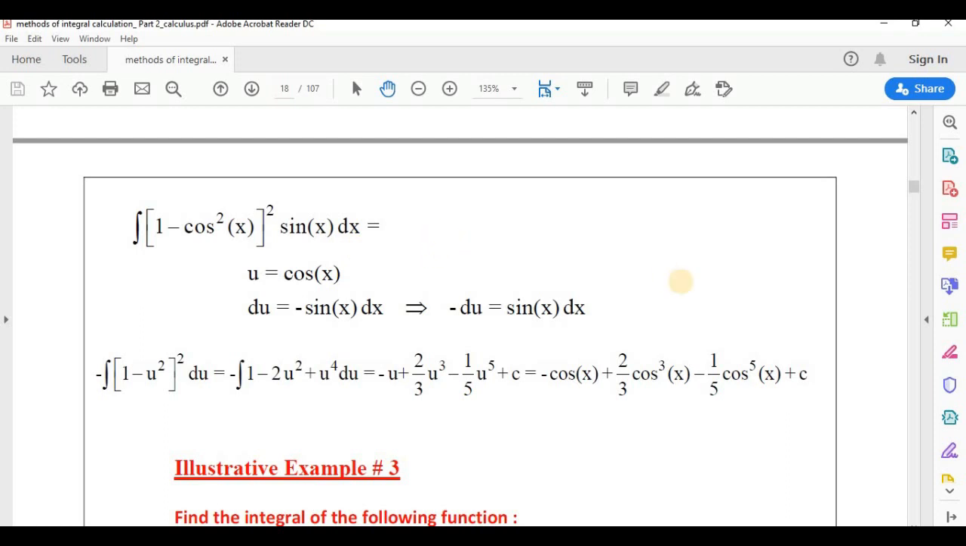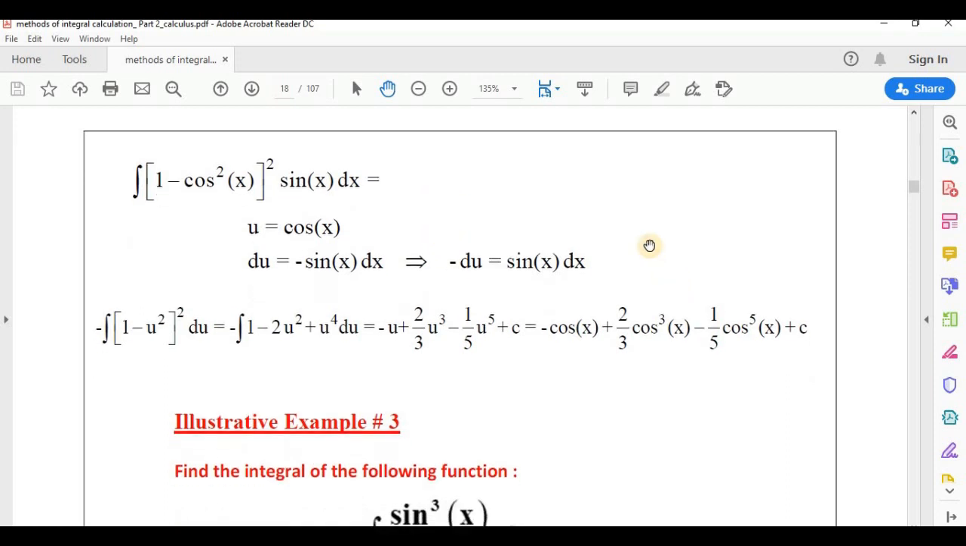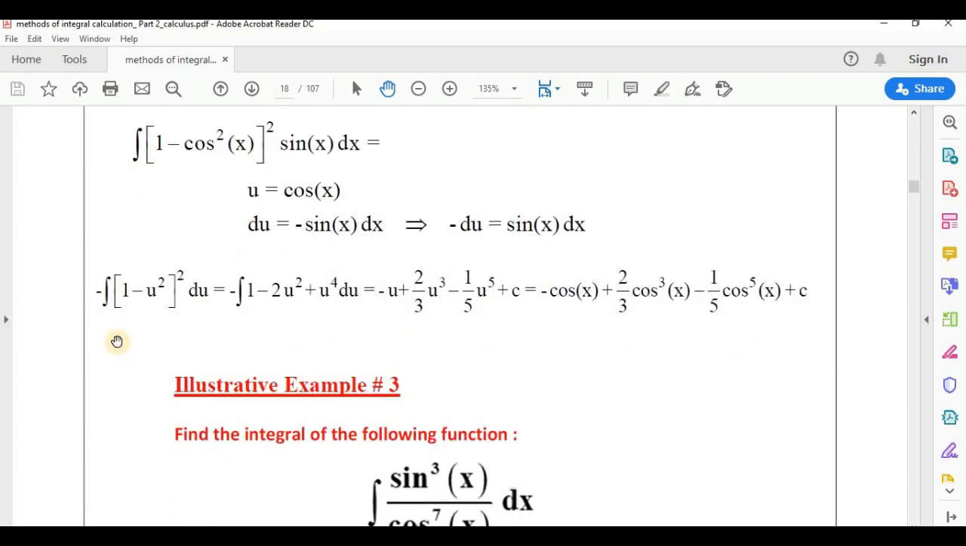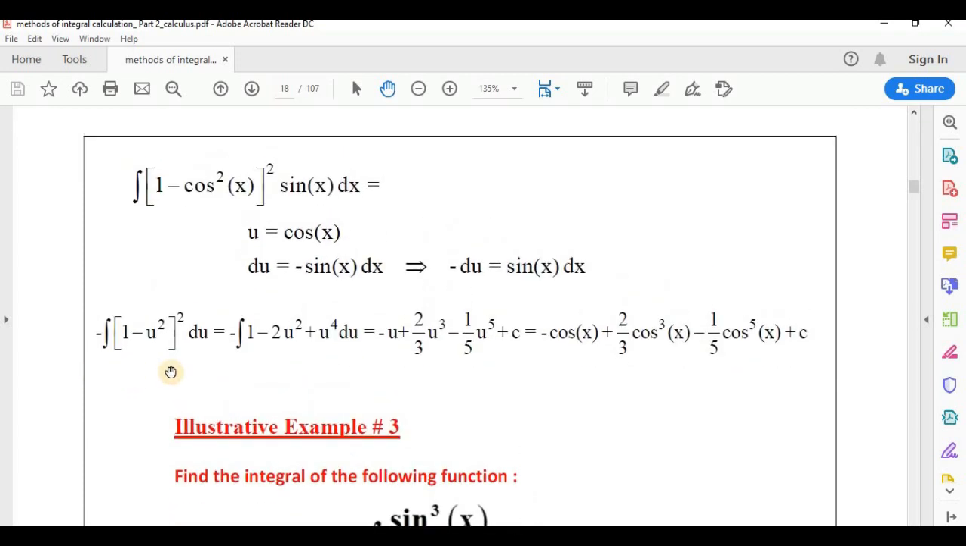As we learned from our previous lecture to solve the integral by the substitution method, we will put the integral in terms of u. So the integral will become the integral of (1 minus u squared) all to the power 2, times sine x dx, which is minus du. After putting the integral in terms of u, we will get this integral.